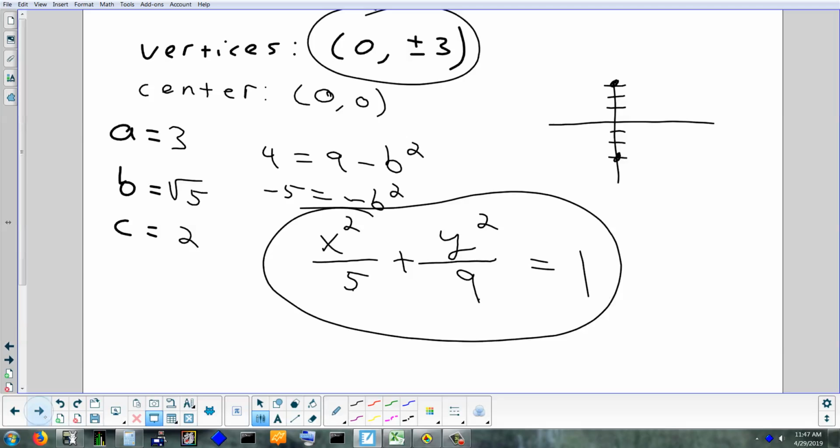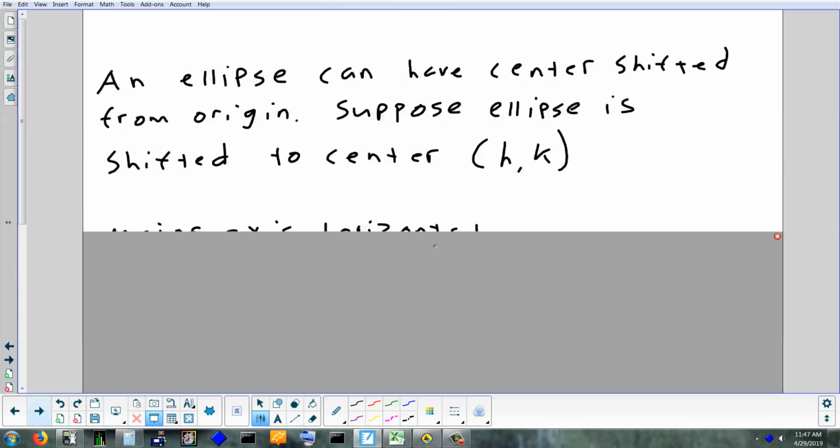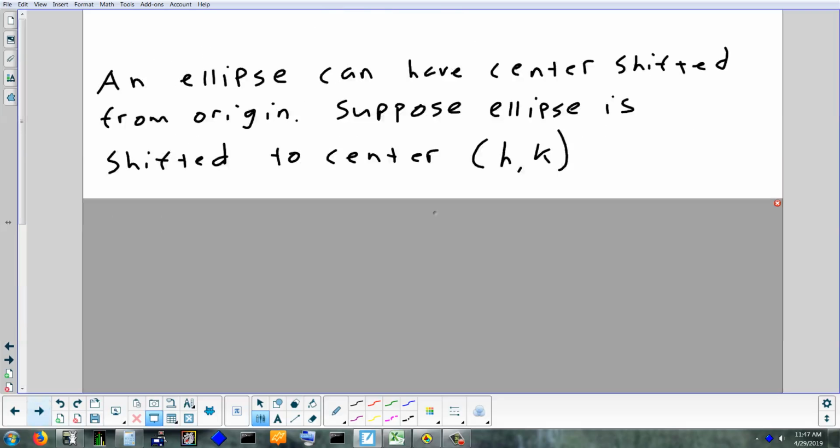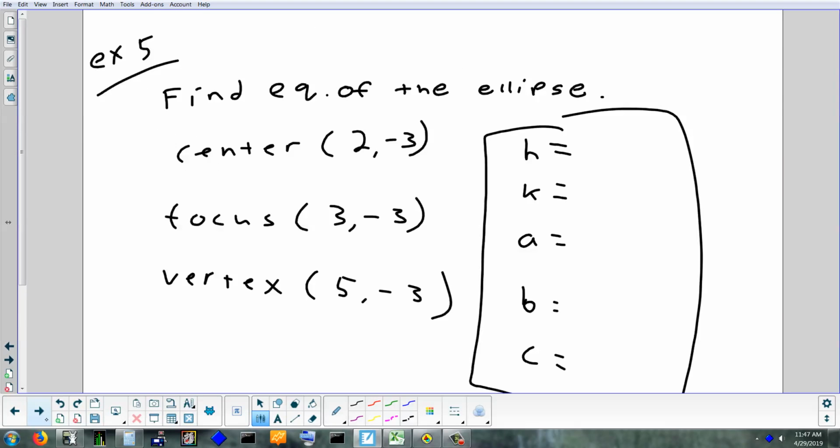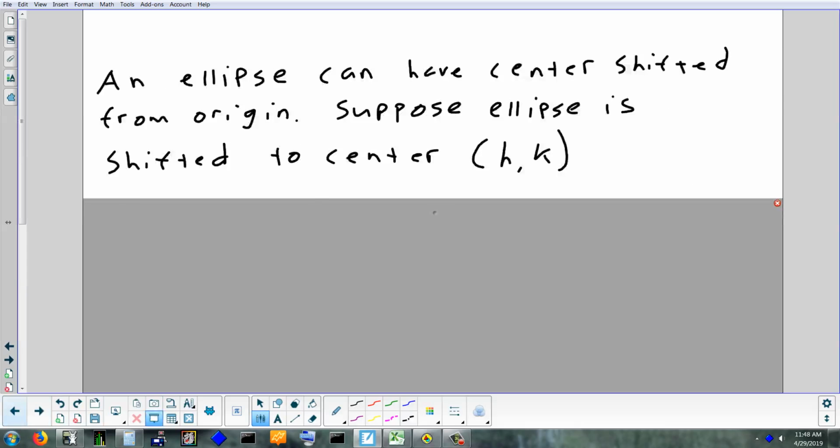Alright, so last thing. An ellipse can be shifted, so the center is not at the origin. When you shift it, the center is h, comma, k. So when you see the letters h, comma, k, they are the coordinates of the center. So when you have a problem like that, h and k are very quick to find. There's the center. One of those numbers is h, the other number is k. After you have h and k, everything else is the same. You find a, b, c, just like we've been doing all along.